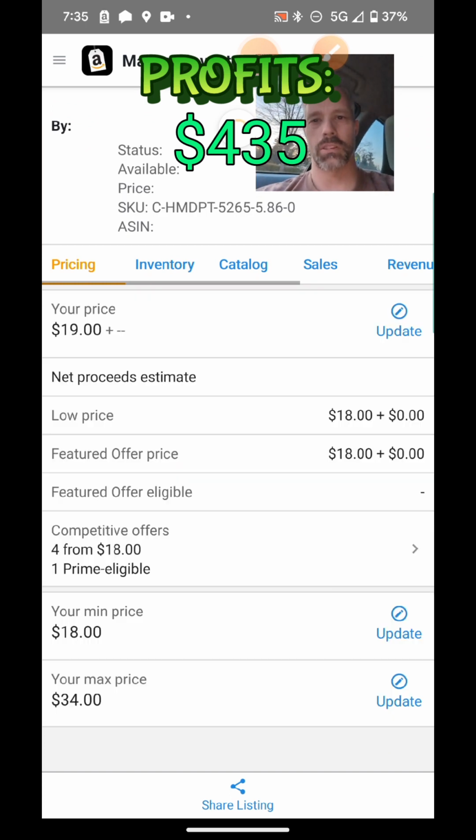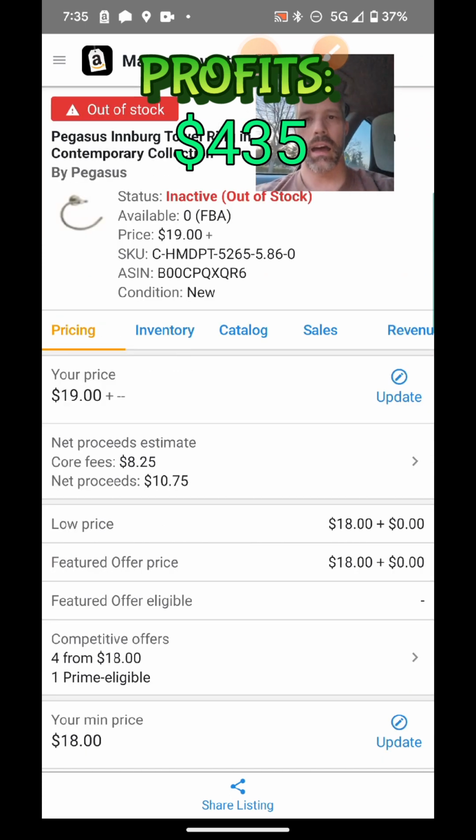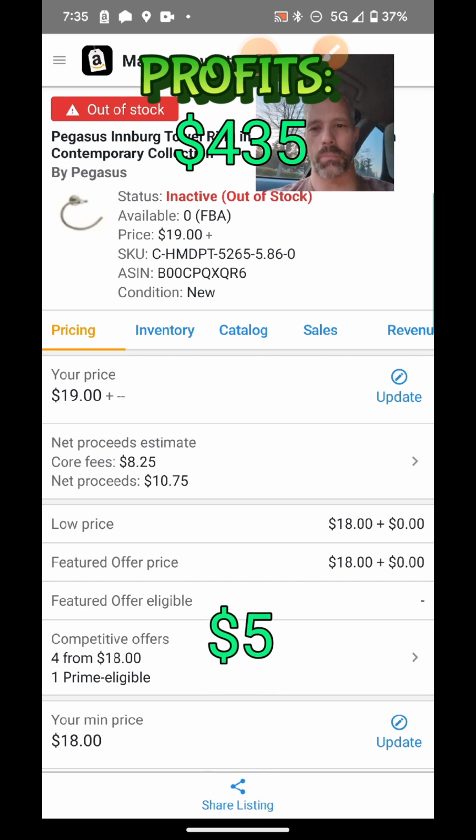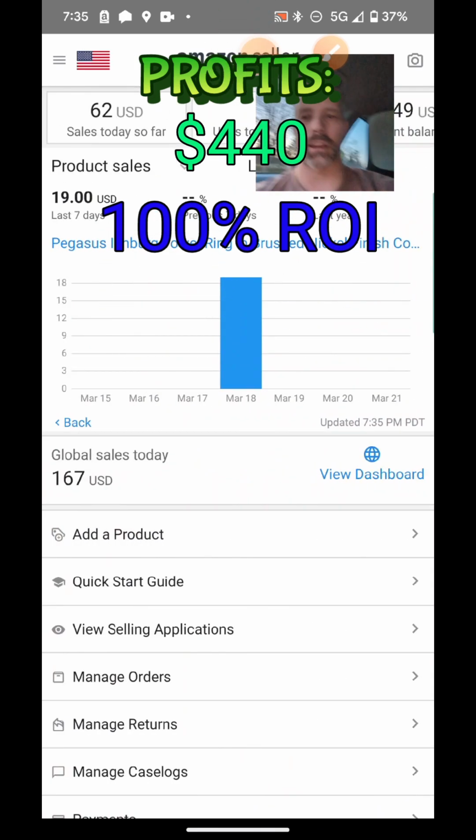Vegas towel ring. This is a Home Depot item. And just a towel ring, I paid $5. My net proceeds is $10. I basically made $5 on that one.